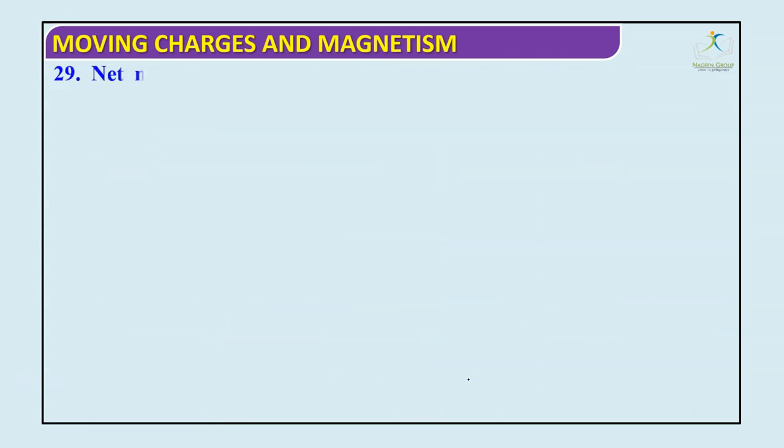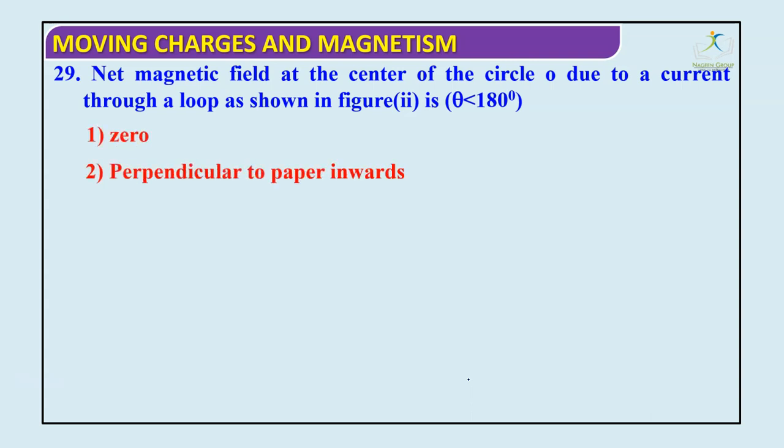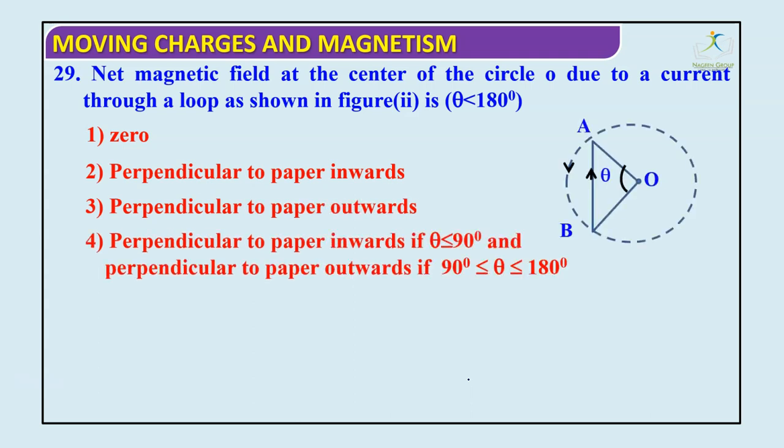Moving ahead with the next question: the magnetic field at the center of the circle O due to a current through a loop as shown in the figure. Options: 0, perpendicular to the paper inwards, perpendicular to the paper outwards, perpendicular to the paper inward if theta is less than or equal to 90, and perpendicular outward if theta lies between 90 to 180. The correct answer is perpendicular to the paper outwards.